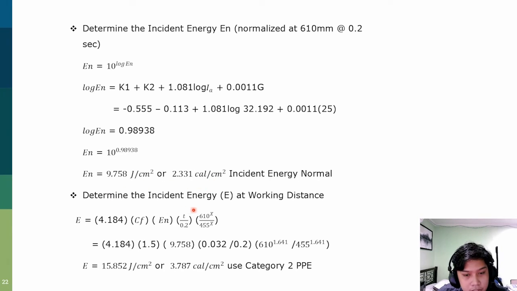Now we determine the incident energy E at working distance. So this is the formula. Substituting again the variables we got, the answer is 15.852 joule per square centimeter or 3.787 calorie per square centimeter. And use category 2 PPE.